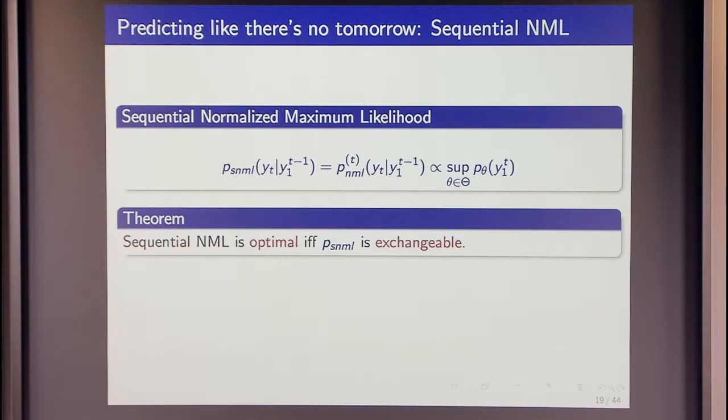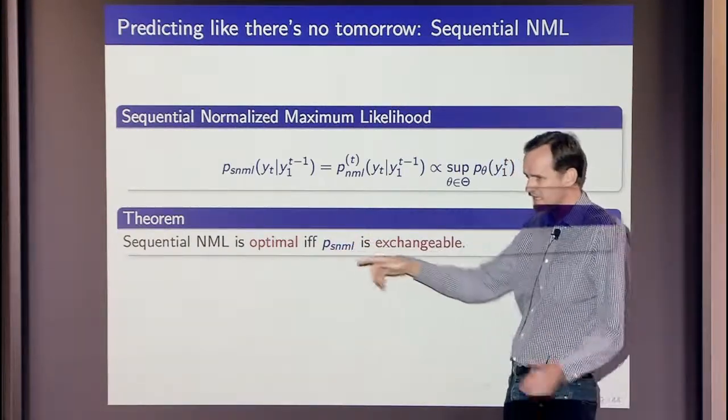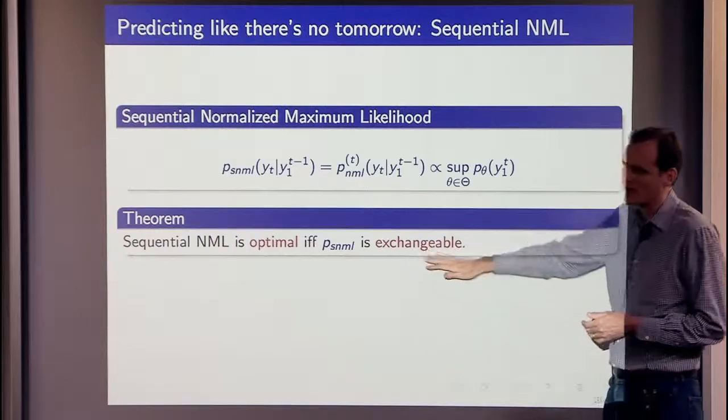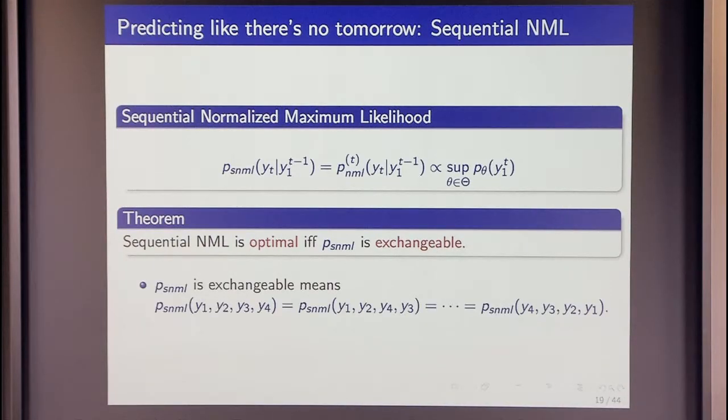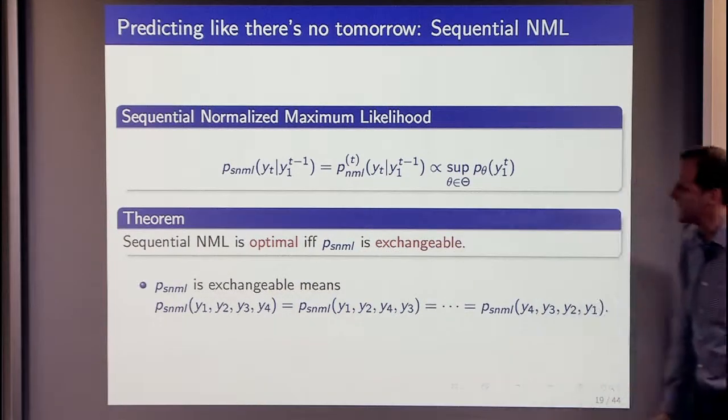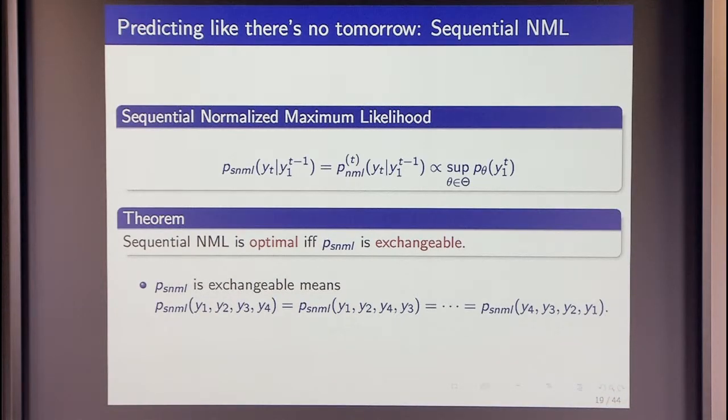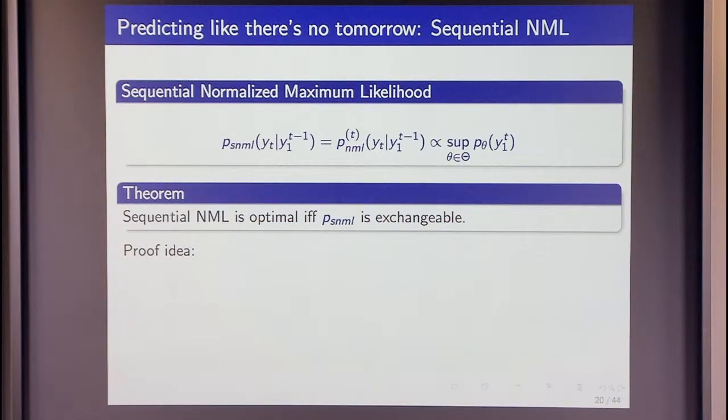But what I'm interested in here is when is it actually optimal. So the punchline is that it's optimal precisely when this sequential normalized maximum likelihood, viewed as a stochastic process, is exchangeable, right? Which means you can switch around the order of the indices, and you get exactly the same density. So exchangeability of this stochastic process is equivalent to that being the optimal prediction strategy. That means you can ignore the horizon, right?